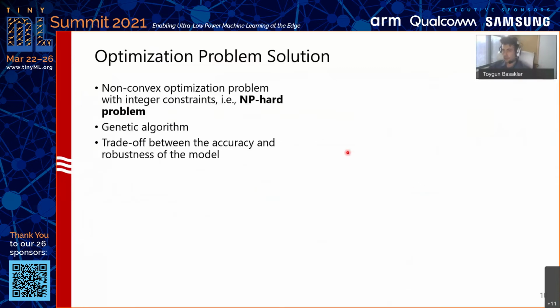So our problem is a non-convex optimization problem with integer constraints. Therefore, we employ a genetic algorithm. Our aim is not only to obtain the solution that gives the highest accuracy, but also to improve the trade-off between the accuracy and robustness of the model. And since the genetic algorithm maintains a population of solutions at every generation and is highly explorative, we chose to use it in our work.